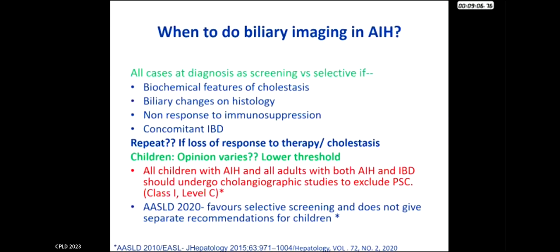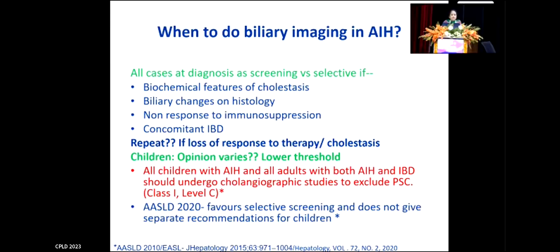So when we do a biliary imaging to diagnose AHC in children is a question which has still not been answered. Should we do it at diagnosis as a screening, or should we do it in selective cases? If they have a biochemical feature of cholestasis like your GGT is very high, if they have biliary changes, if they are not responding to standard immunosuppression, or if they have a concomitant IBD, or should we be doing it across the board? The earlier consensus, the AASLD guidelines, said that all children with AIH and only specific adults should undergo cholangiographic studies to exclude PSC. But the recent guidelines favor selective screening and do not give separate recommendations for children. So let us look at it more deeply.